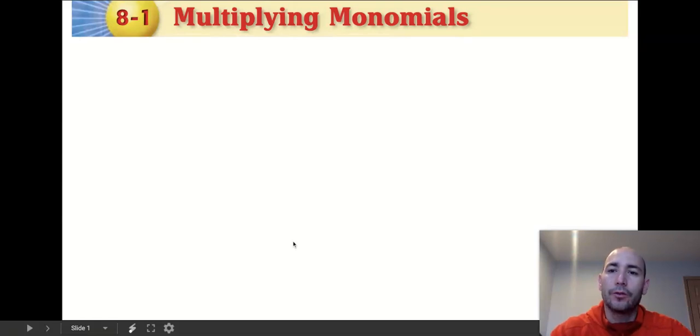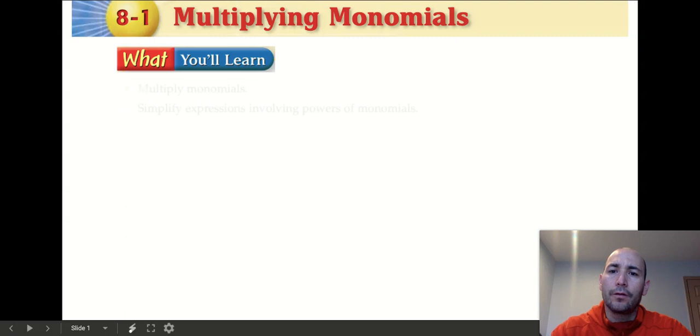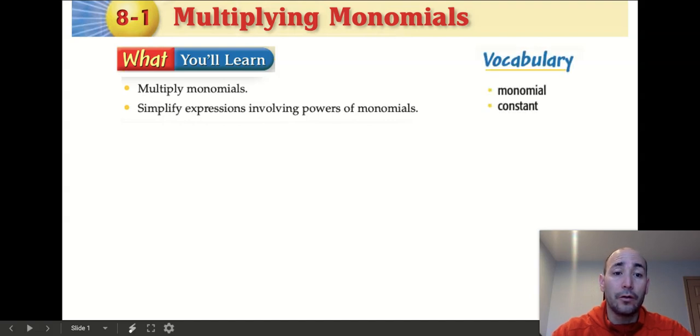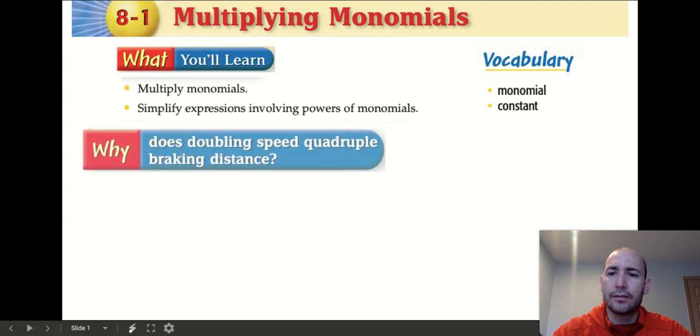All right, so we're going to be working on Chapter 8, Lesson 1, Multiplying Monomials. What you're going to learn about is how to multiply monomials and how to simplify expressions involving powers of monomials. Some vocabulary to keep in mind are what is a monomial and what is a constant.